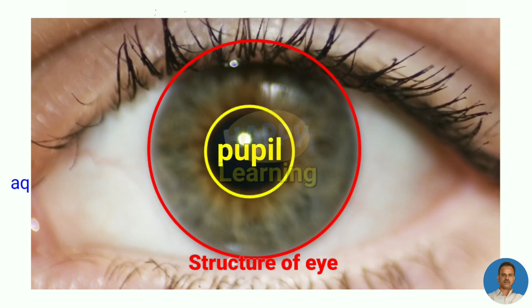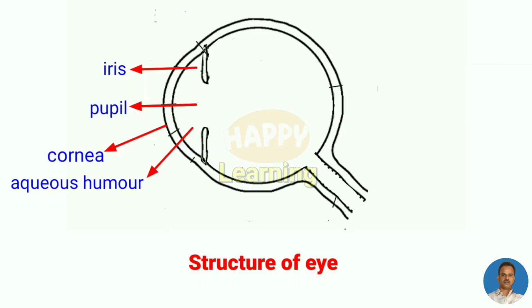The pupil appears black because any light falling on it goes into the eye, and there is almost no chance of light coming back to outside. Iris helps in controlling the amount of light entering the eye through pupil.